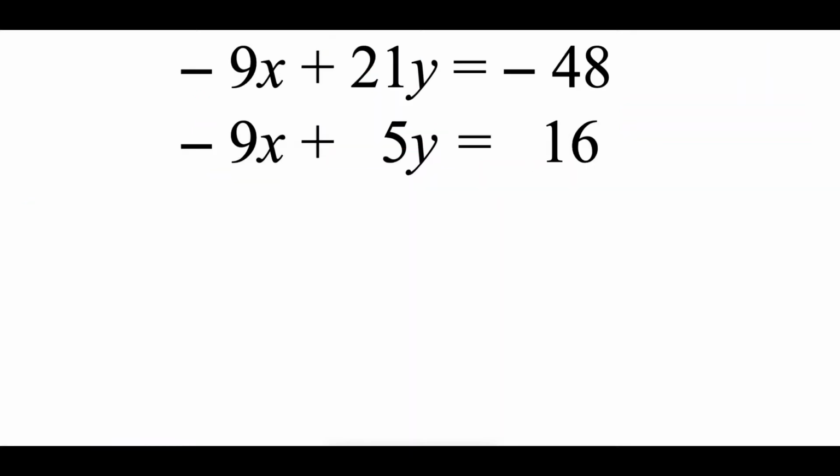Now as we take a look at this example, for the top equation we've got -9x plus 21y equals -48. And for our second equation we've got -9x plus 5y equals 16. Step number 1 said that we wanted to have opposite numbers in front of one of the variables. And if we look at what we've got right now, neither one of these variables has opposite numbers in front of it. If we look at the x's, those have the exact same number in front of it, but we don't want the same number, we want opposite numbers.